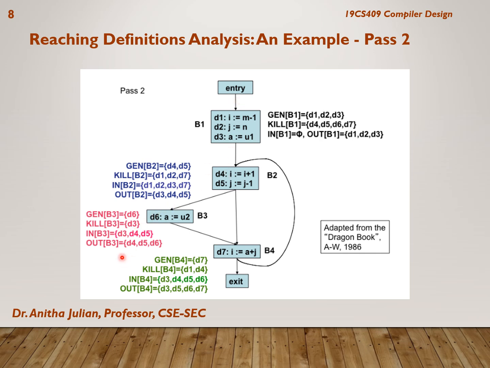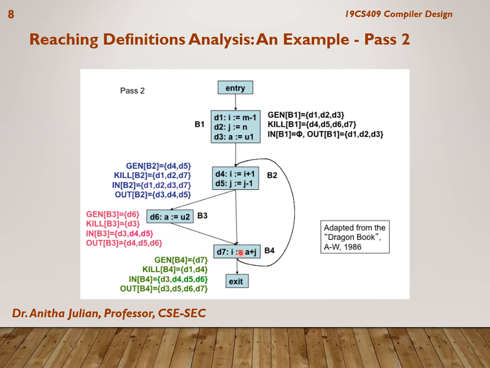In this arrow, D3 is there, D4 and D5 from here. Okay, so in is coming here. And then out is whatever is following. So D4, D5 and D6. Similarly, when I come here, in is D3 is coming, D4, D5, and from this side also D6 is coming.